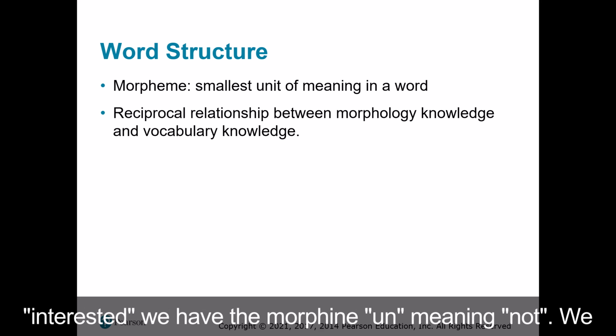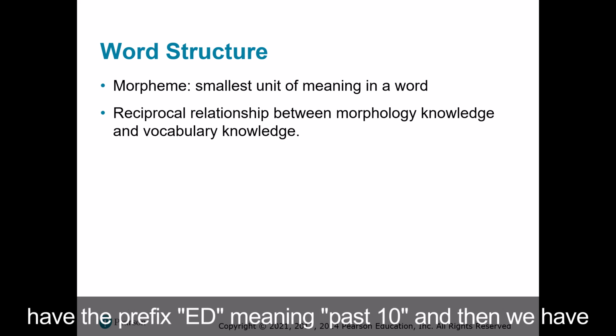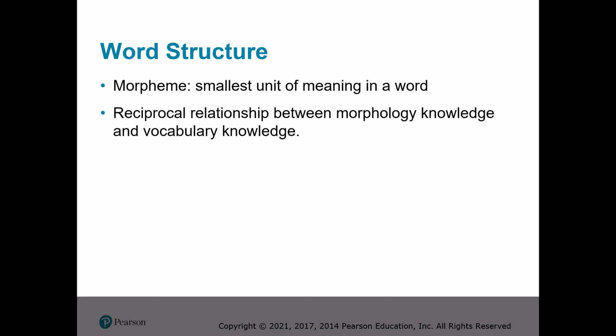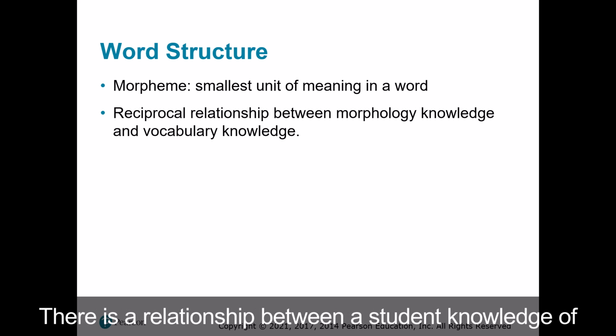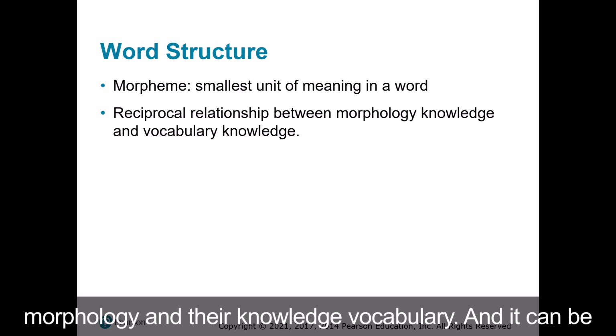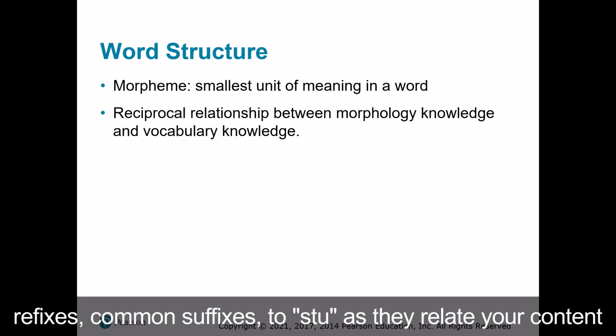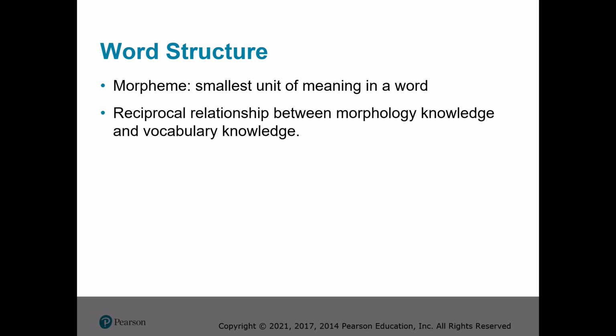So in the word uninterested, we have the morpheme un, meaning not. We have the suffix ed, meaning past tense, and then we have interest, which is itself a word, a morpheme. So that word has three morphemes in it. There is a relationship between a student's knowledge of morphology and their knowledge of vocabulary, and it can be beneficial to explicitly teach common morphemes, including common prefixes and common suffixes, to students as they relate to your content area.